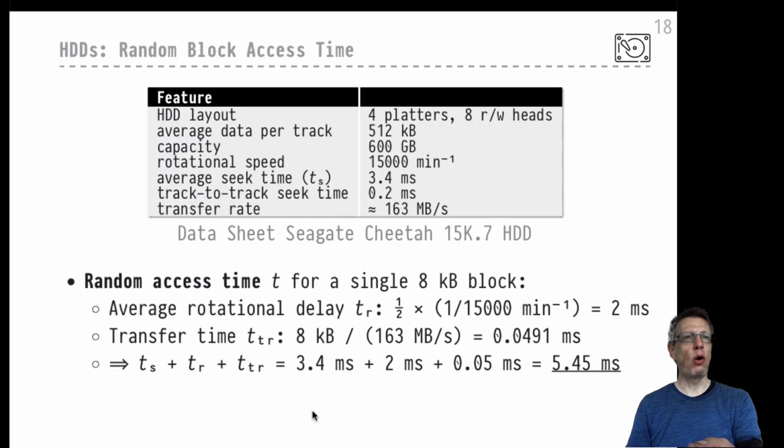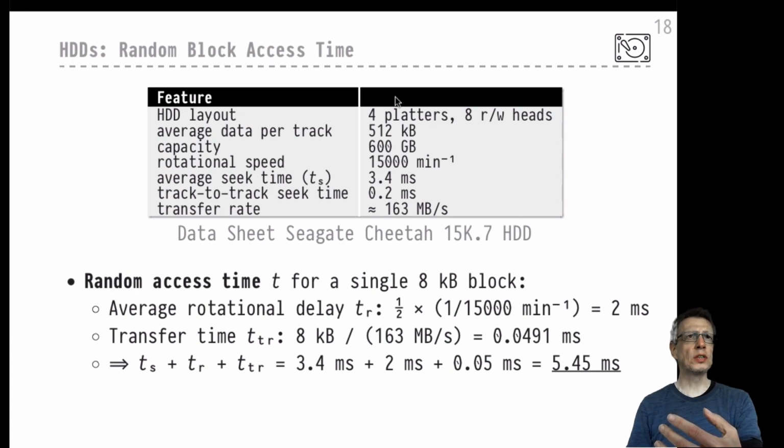How long these access times really are can be checked by looking at the data sheets that come with each hard disk drive that you can buy today. This is an excerpt of a data sheet of a Seagate Cheetah 15K.7 hard disk drive. That's a contemporary drive that I've just picked at random. This is not a particularly fast or particularly slow drive. It's a regular average consumer hard disk drive.